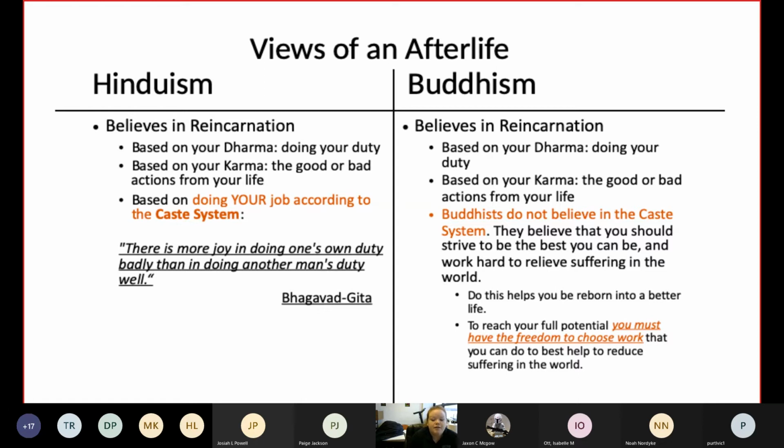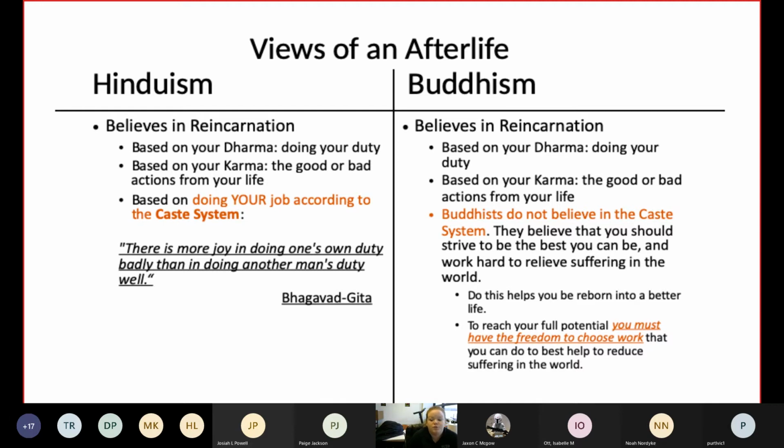But they do not share the caste system. Hindus believe that reincarnation is based on doing your job according to the caste, whereas Buddhists do not believe in the caste system. So Hindus equals caste, Buddhists equals no caste. They believe that you should strive to be the best you can be and work hard to relieve suffering in the world, and doing this helps you be reborn into a better life.